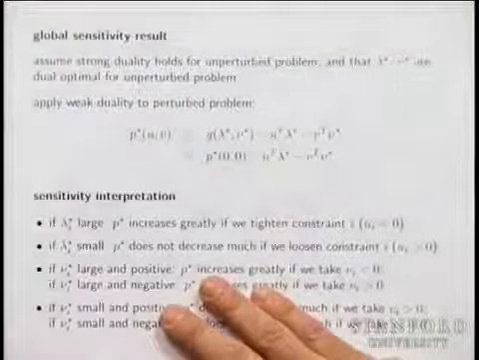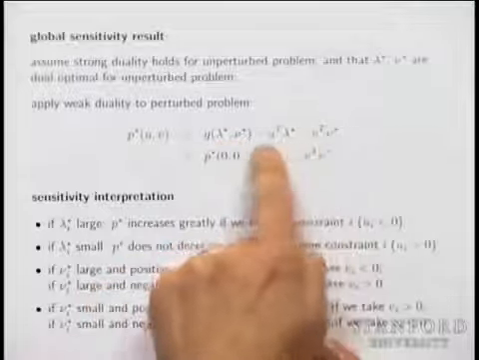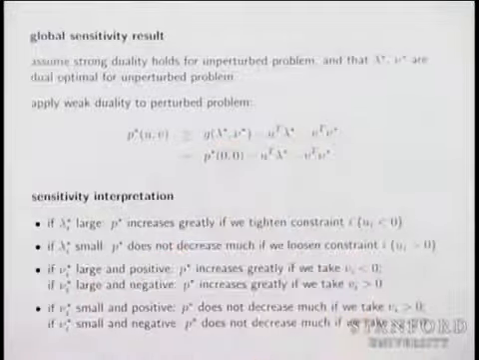So, okay, you have the following. Assume you have strong duality for the unperturbed problem, right? And lambda star and nu star are dual optimal for the unperturbed problem. Then you have the following: p star of u, v is bigger than g of lambda star, nu star minus this. So you get just this affine thing.